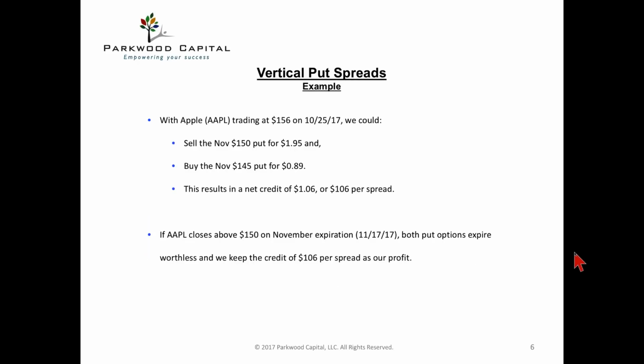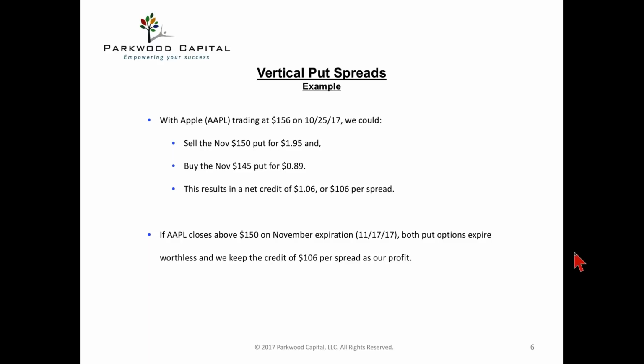And so that's how we collect our profit. Here's an example with Apple trading at $156 a share on the 25th of October of this year. We could go out and sell that November 150 put for $1.95 and turn around and buy the November 145 put for 89 cents. And so we have a net credit of $1.06, or if we traded one contract in each of these, we'd have $106 for that spread. We received $106 in our account. And so if we traded 10 of them, we'd have $1,060. And you can see how that works.